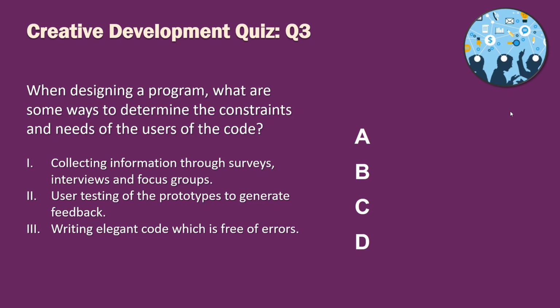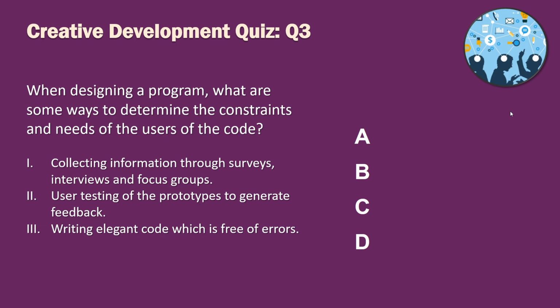All right. When designing a program, what are some ways to determine the constraints and needs of the users of the code? Constraints and needs of the computer. So, could we collect interviews? Could we collect information through surveys, interviews, and focus groups? User testing of the prototypes. Writing elegant code which is free of errors.